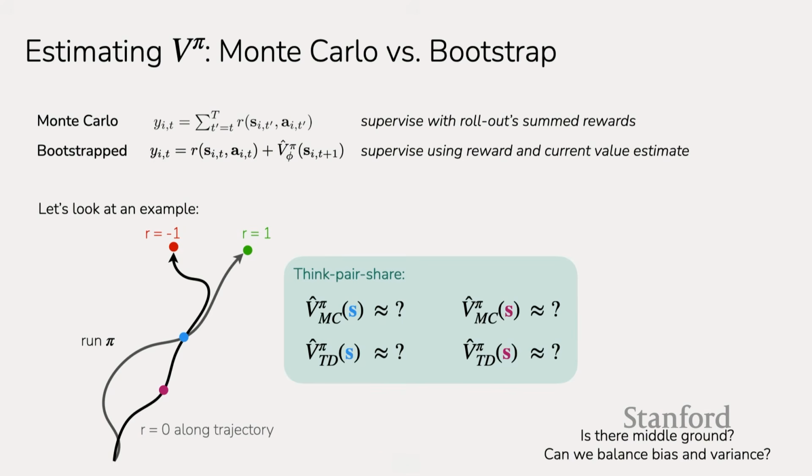So one question you might ask looking at this is whether there might also be a middle ground. Monte Carlo is going to have high variance, but it is completely unbiased. Whereas the bootstrapped estimate has much lower variance, but it can be incorrect because your current estimate of the value function is going to inevitably have at least a small amount of error in it.